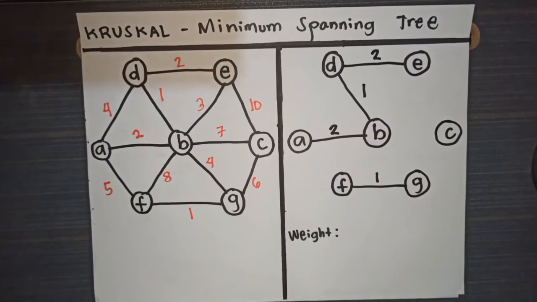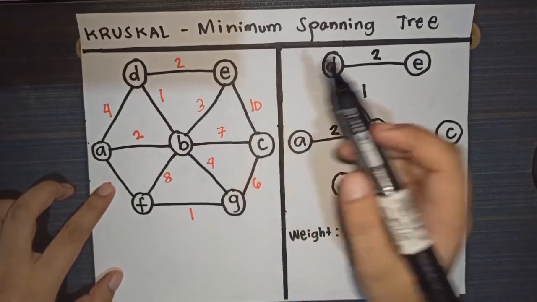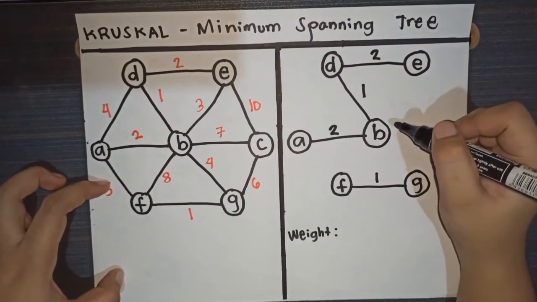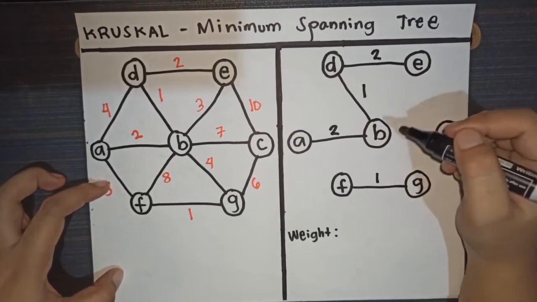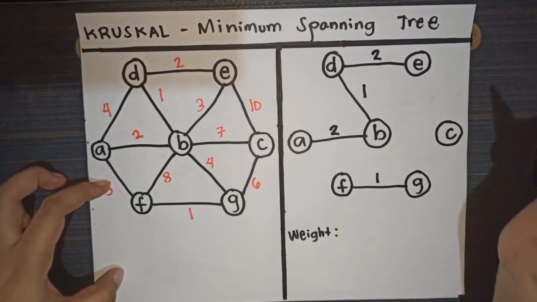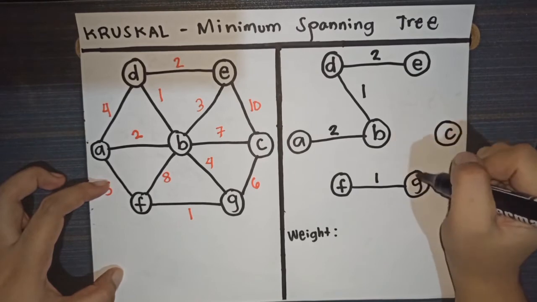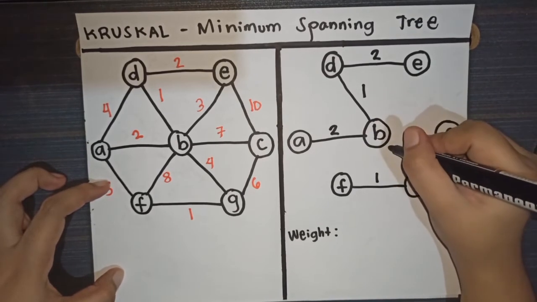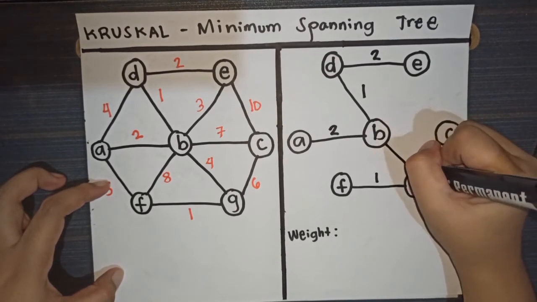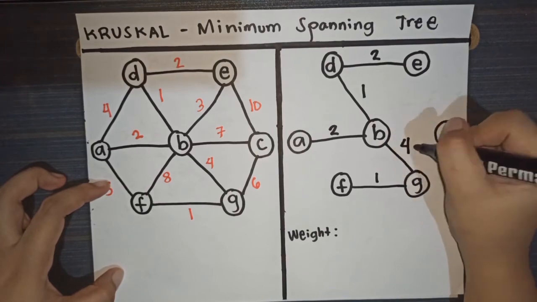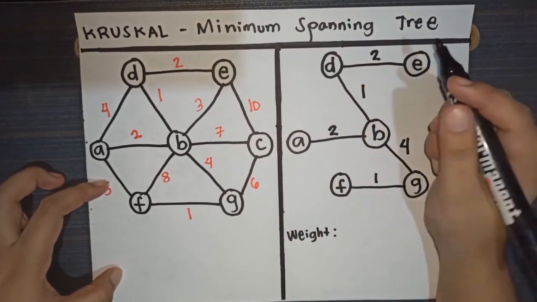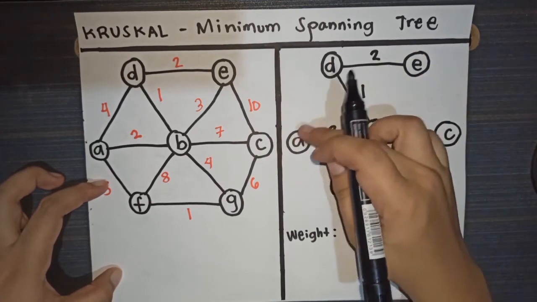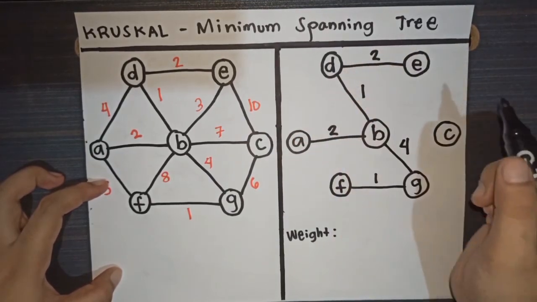So, the next minimum edge is B to E. But we can no longer add it, since connecting B to E will create a cycle. So, we proceed to B to G, since it has a minimum edge of 4. The path A to D has an edge of 4, but we can no longer add it since it will create a cycle.